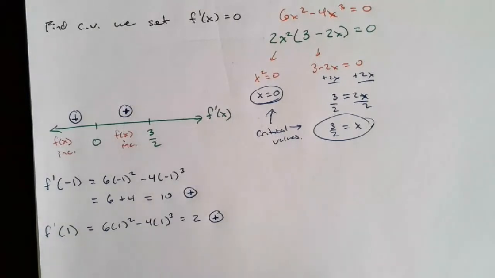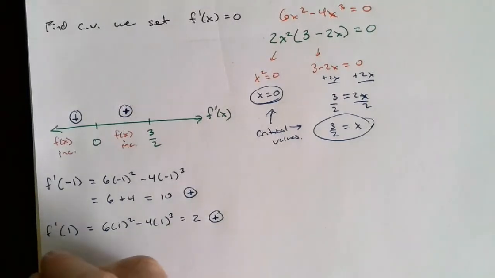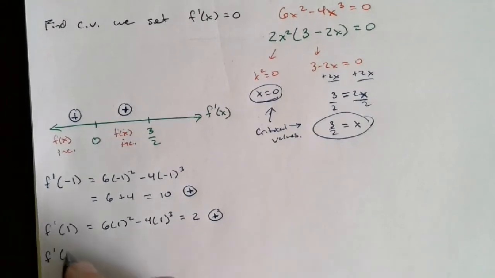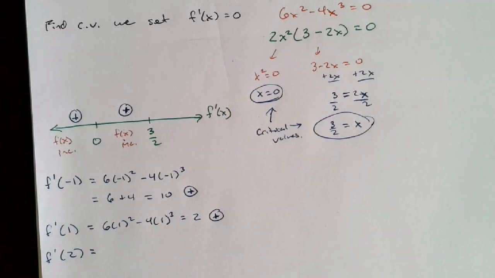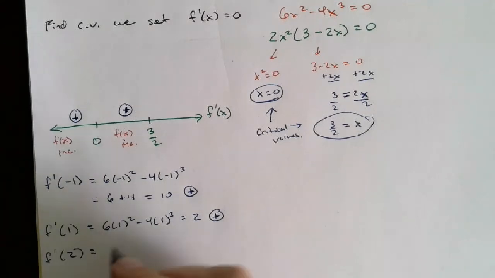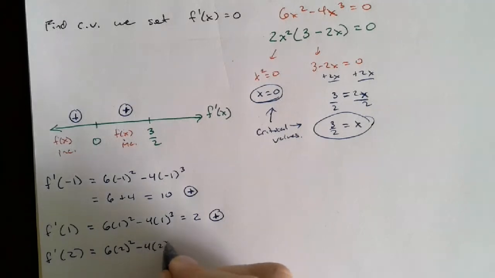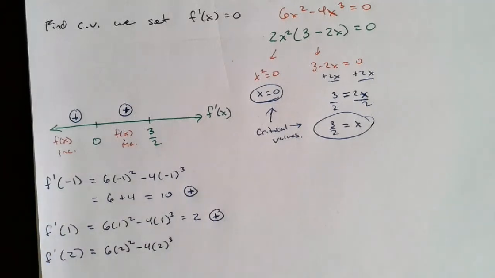And then for 3/2, or to the right of 3/2, I should say, I can pick anything I want. So I'm going to pick 2. You could pick 2,000 if you wanted to. It doesn't matter as long as the number is to the right of 3/2. f prime of 2 is equal to 6 times 2 squared minus 4 times 2 cubed. And we'll evaluate that. 2 squared will be 4. 4 times 6 is 24. Minus 2 to the third is 8, so minus 4 times 8 is 32. So 24 minus 32.